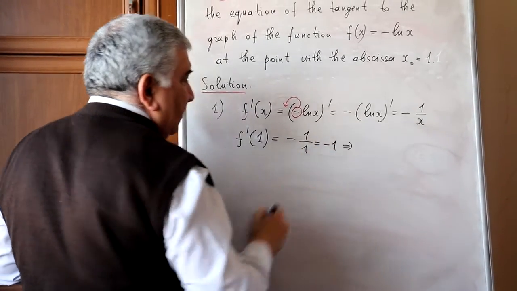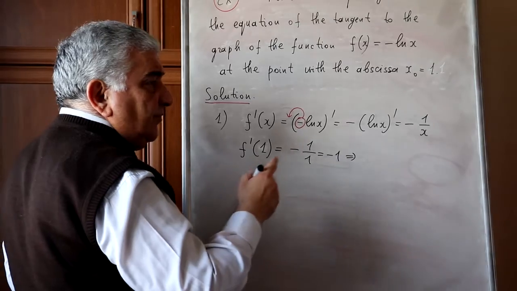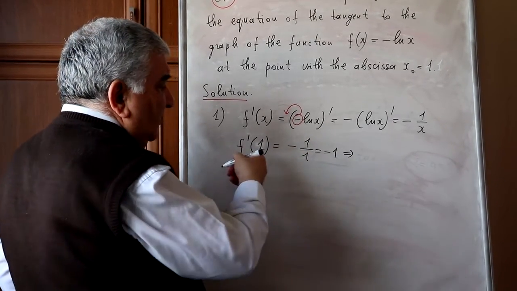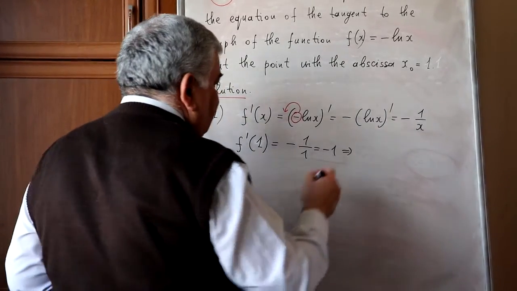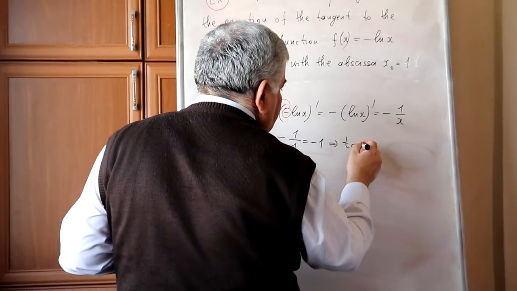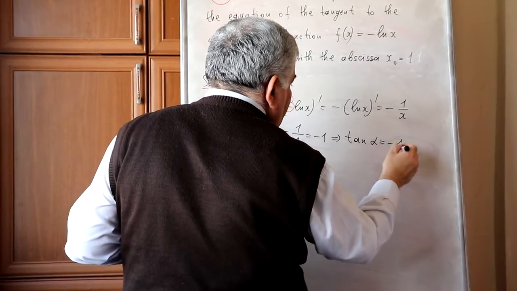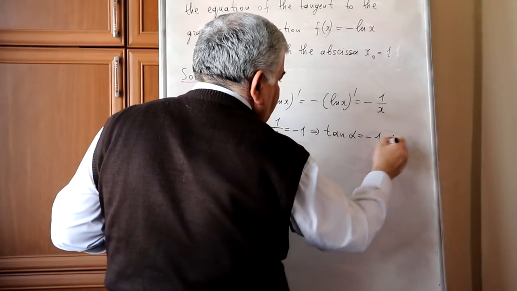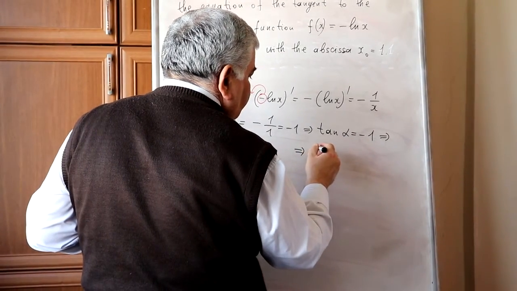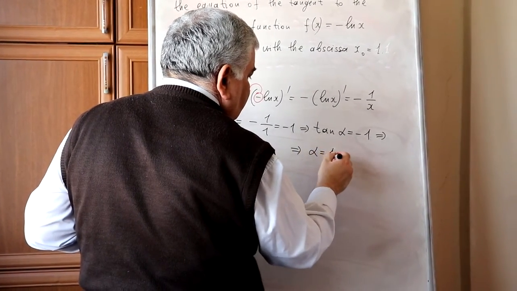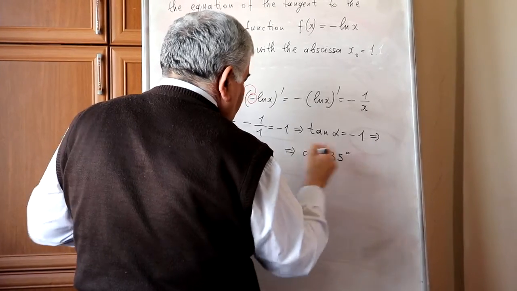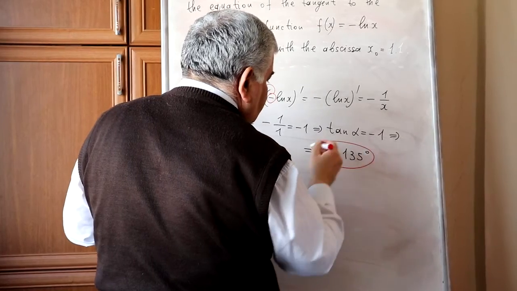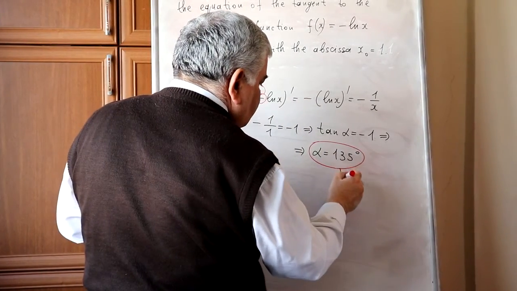And according to the geometric meaning of the derivative, it is tangent alpha. That is, tangent alpha is minus 1. If tangent alpha equals minus 1, then alpha itself is equal to 135 degrees. It is the slope angle of our tangent.